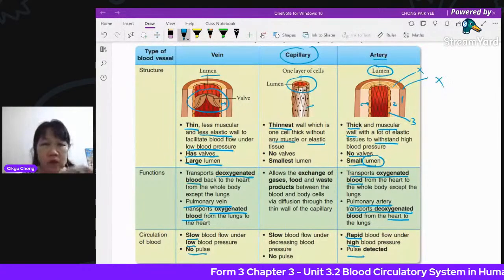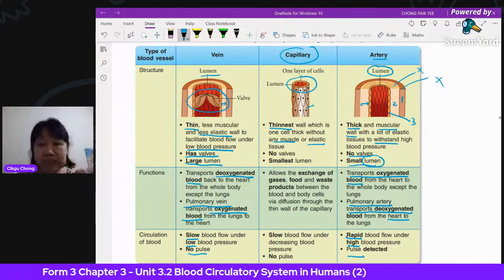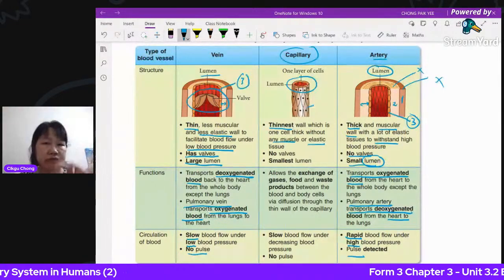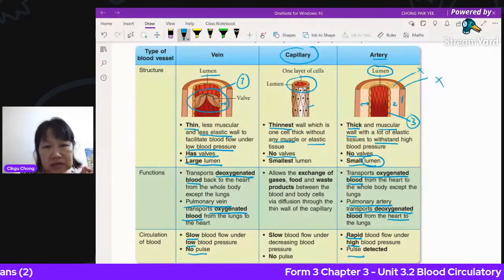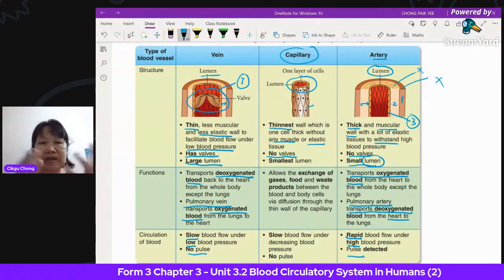It only has the middle, the one we call the epithelium. Number 3, it also has number 3. So this capillary only has the third layer there. No valves, all right, because it's so thin, you cannot make any valve inside there.